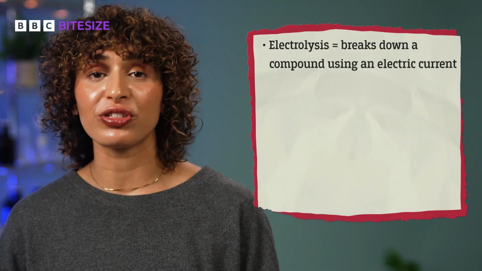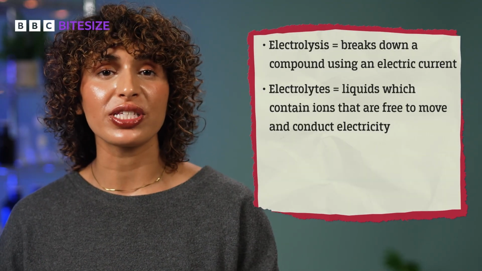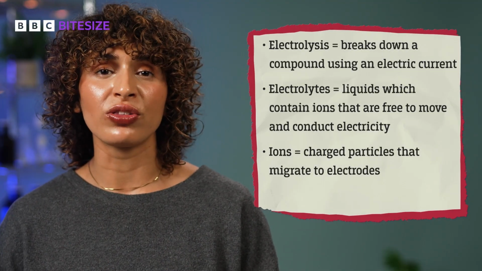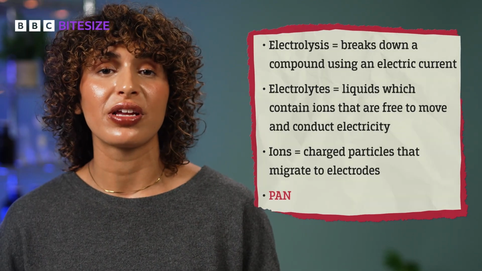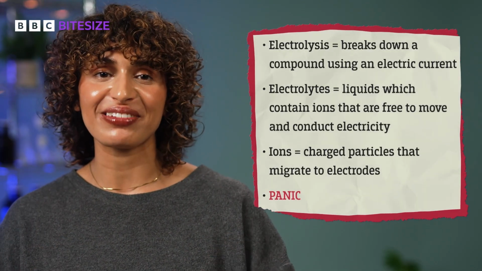Let's recap. Electrolysis breaks down a compound using electricity. Electrolytes contain ions that can move freely and carry the current or charge. And ions are charged particles that migrate towards electrodes. And remember, the electrode charge mnemonic, PANIC. When it comes to revising electrolysis of molten salts, it's all about electricity, ions, and electrodes.